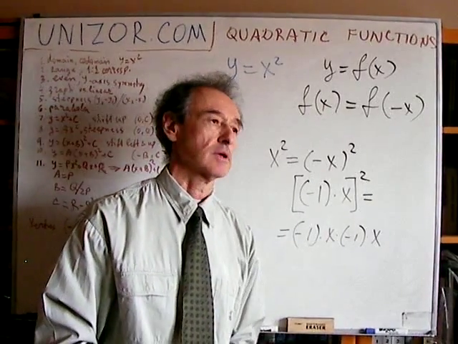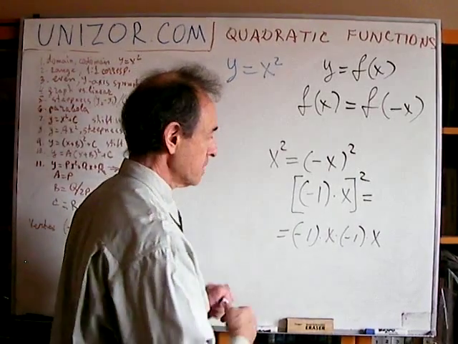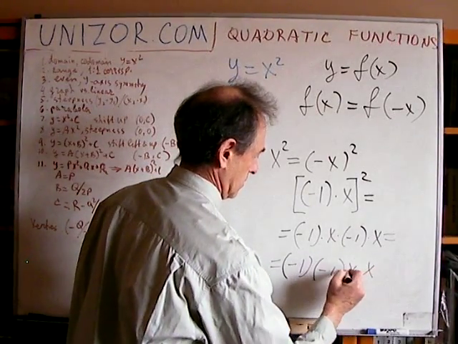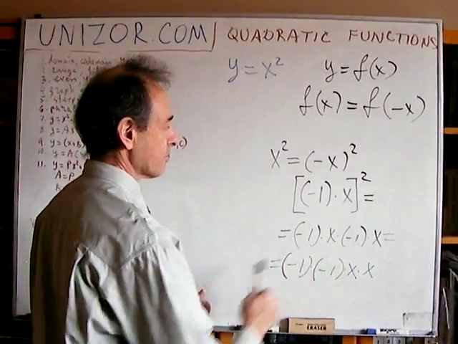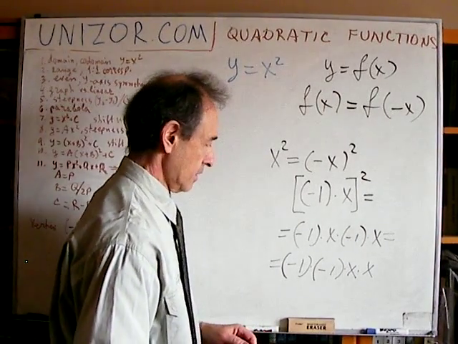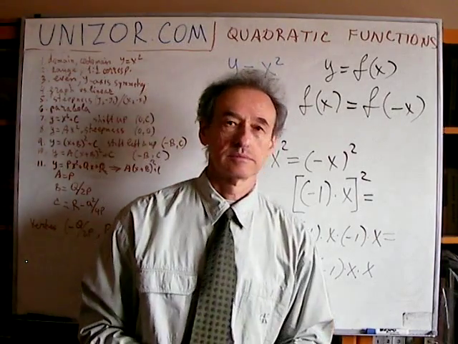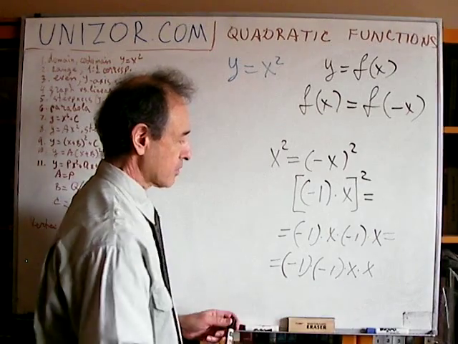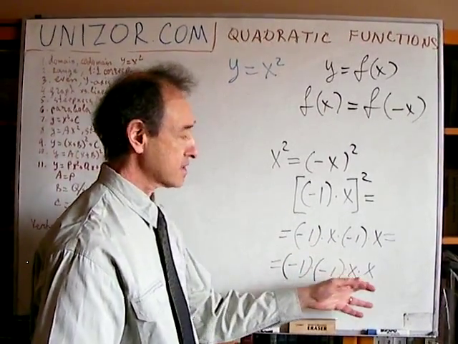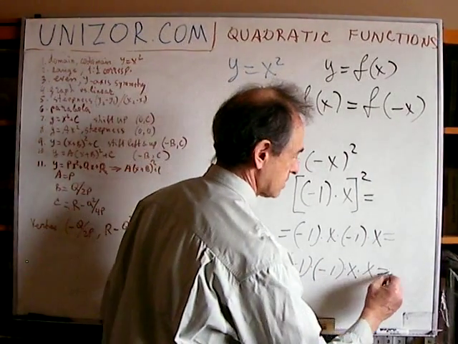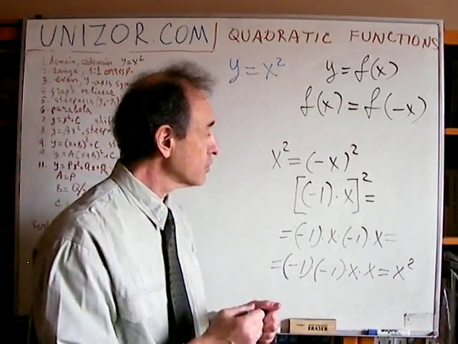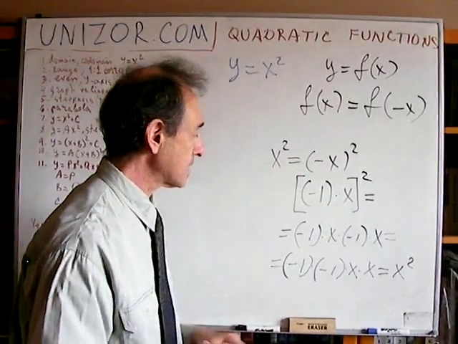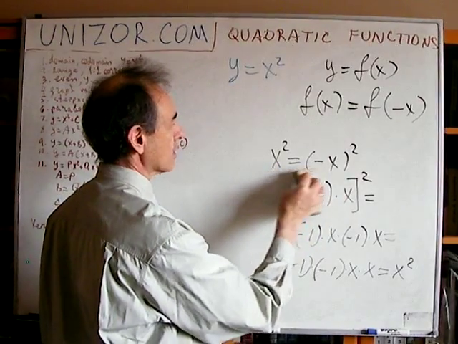Multiplication is commutative, which means, anyway, if you multiply sequentially, minus 1 times minus 1 gives you 1, times x times x. X times x squared is x squared, so this is equal to x squared. So this is actually a proof. I'm using the definition of what is minus x, and I'm using the commutative property of multiplication. So I've proved that this function is even, because x squared is the same as minus x squared.